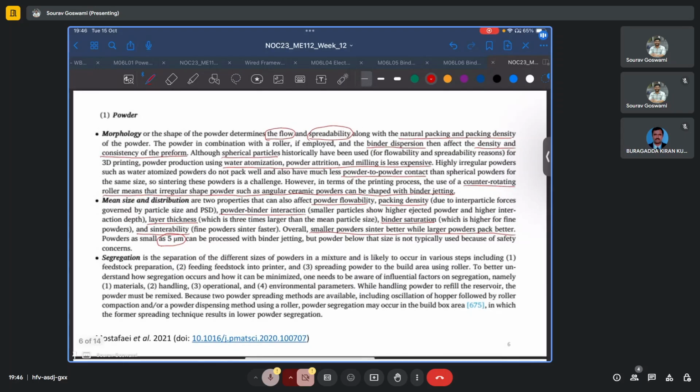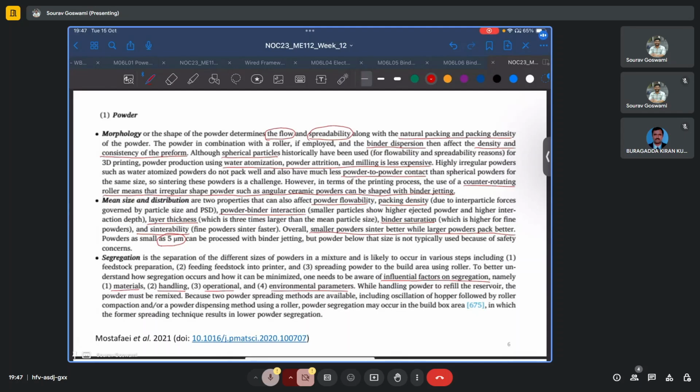Now, segregation is a separation of different sizes of powder in a mixture and is likely to occur in various steps, including during feedstock preparation, the feeding of feedstock into the printer, where the larger particles can settle towards the bottom while the smaller particles can get segregated towards the top, and spreading the powder over the build area using roller. And some of the influential factors on segregation include the material, the handling, and the operational and environmental parameters.